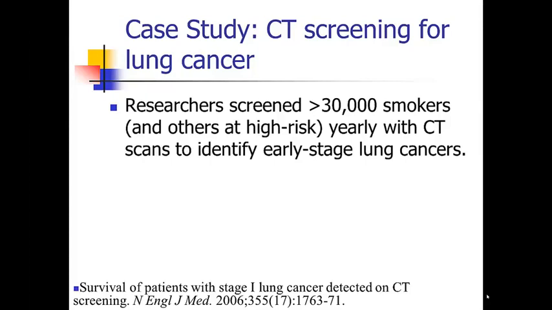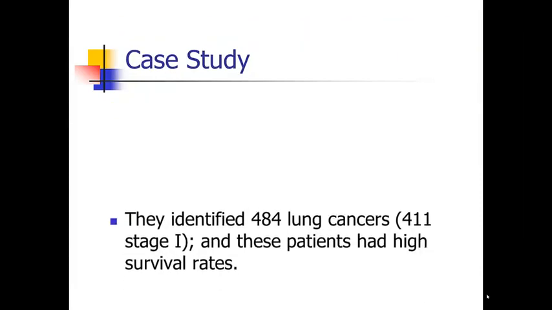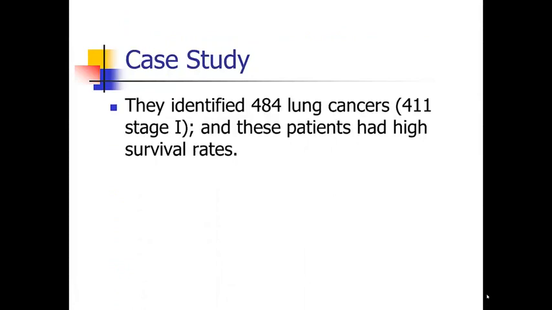But a paper came out in the New England Journal of Medicine in 2006, which seemed to show at first pass that CT scanning indeed was effective. Researchers screened more than 30,000 smokers and other people at high risk of lung cancer annually with CT scans to try to identify early stage lung cancers. And out of those more than 30,000 people, they identified 484 lung cancers. Most of them were in stage 1, and that's very atypical. Usually for lung cancer, you're identifying things that are later stage.